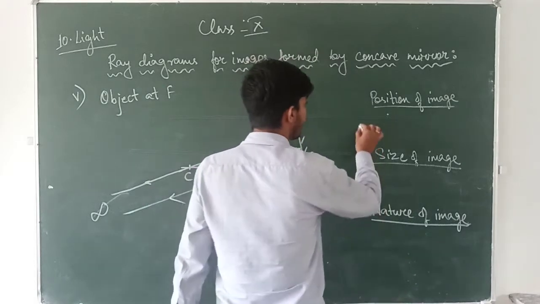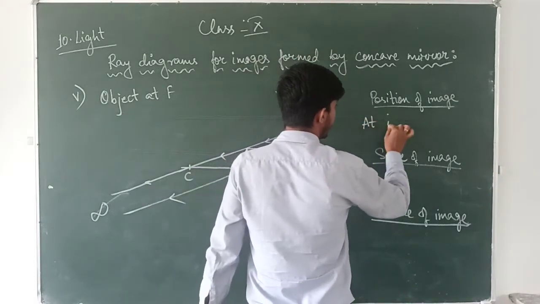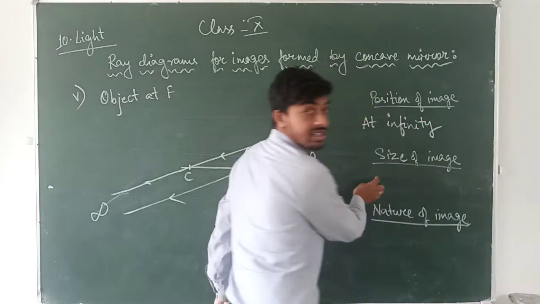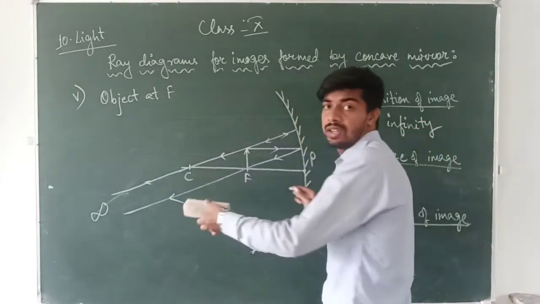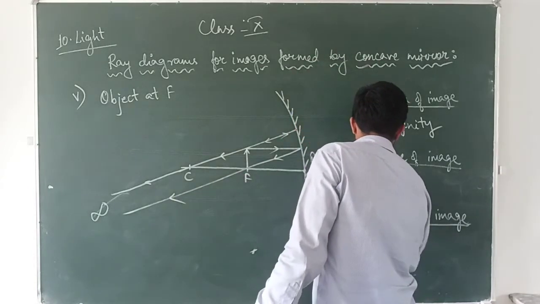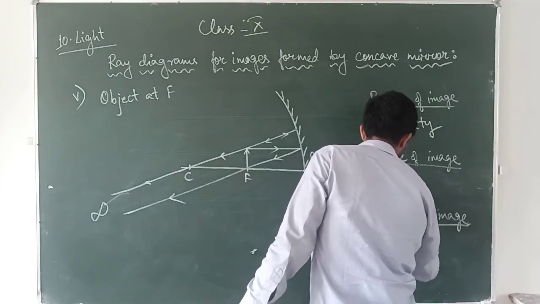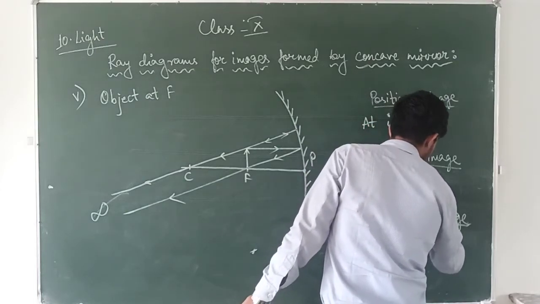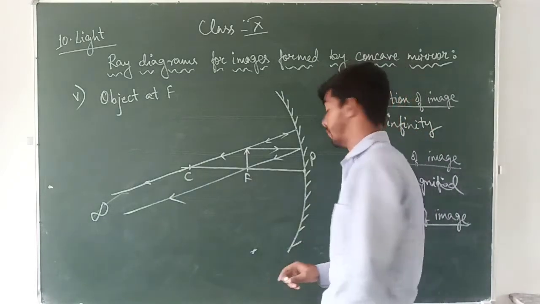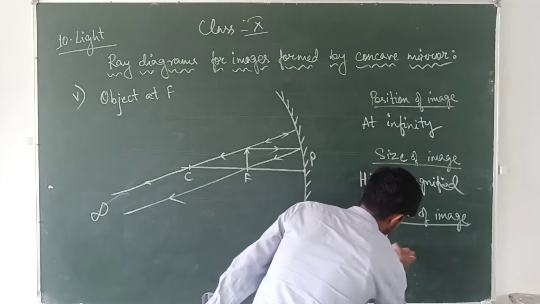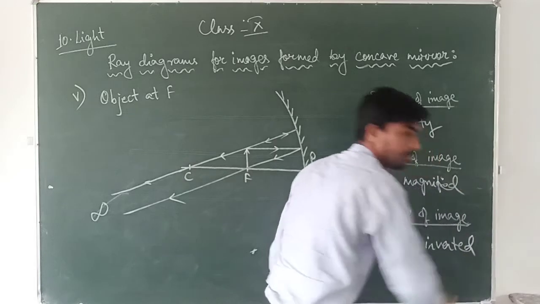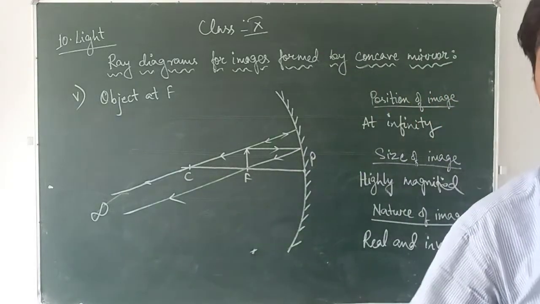So position of image: at infinity. Size of image: if the image is at infinity, basically we take it as very big, highly magnified. Nature of image: real and inverted. So you can see the image.